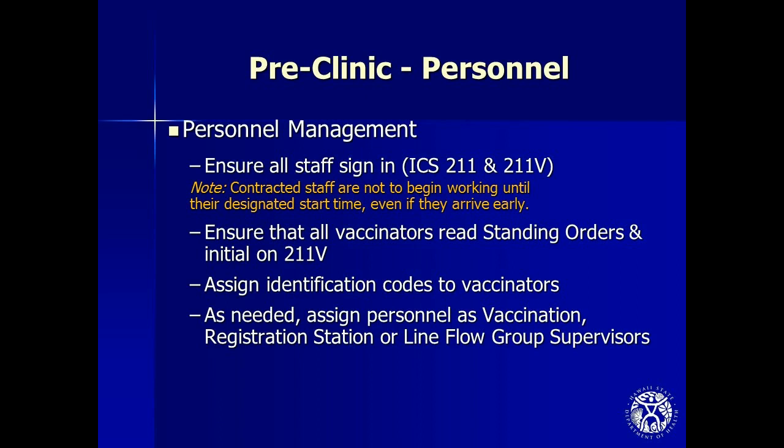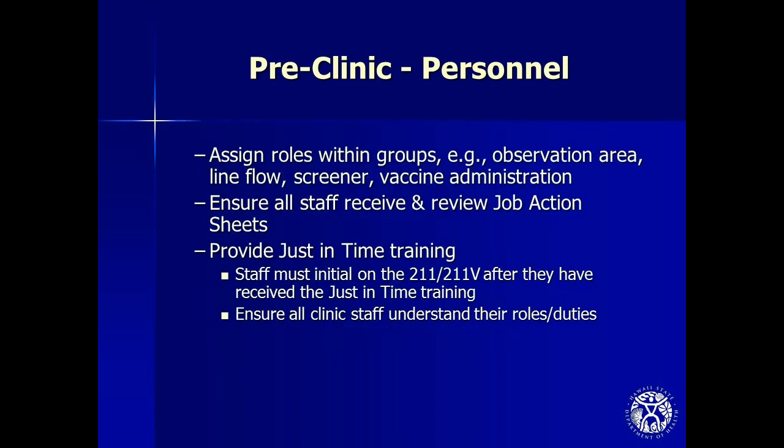As needed, the clinic manager can assign personnel to act as supervisors of the registration station and line flow staff, as well as the vaccinators. The clinic manager will often need to assign roles within groups. For example, assign registration staff to screen forms, control line flow, or watch students in the observation area. If the observation area is in a separate room from the clinic, there must be an RN stationed to that room with an extra emergency kit.